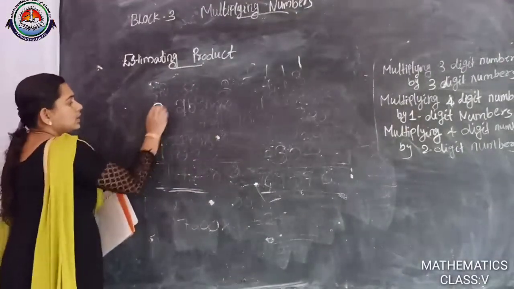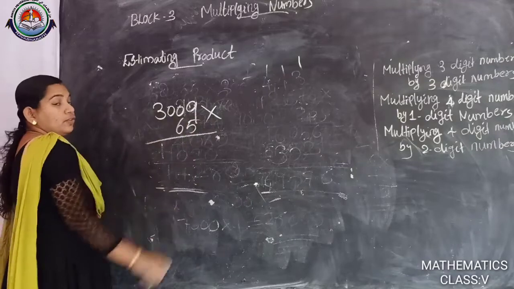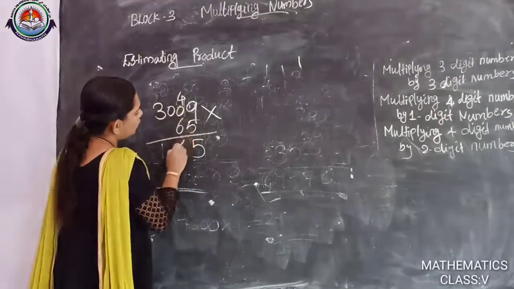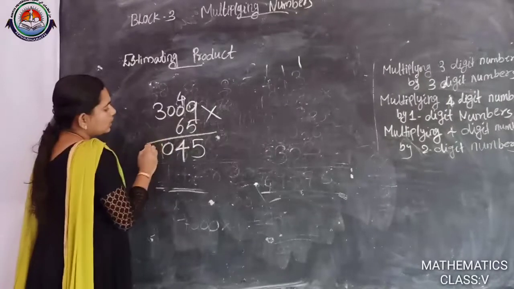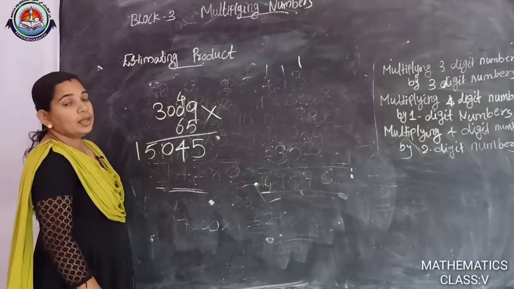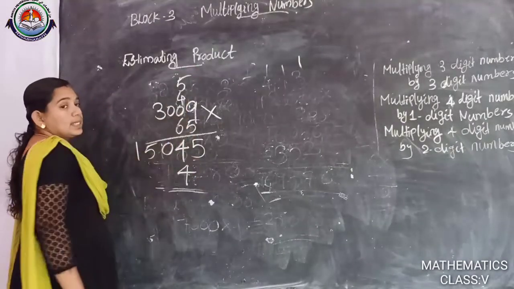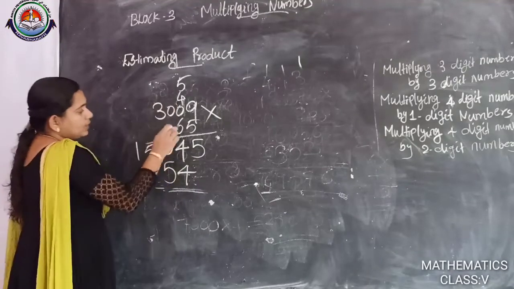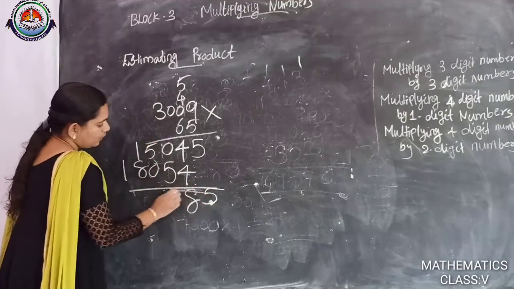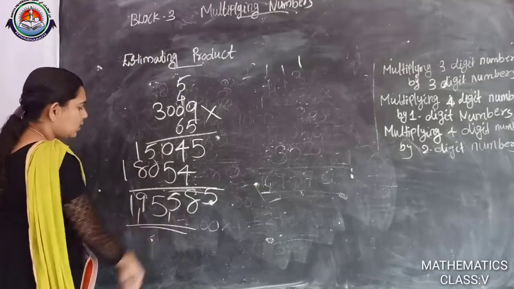Third question. 3009 into 65. 5 into 9, 45, 4 carry. 0 into 5, 0 plus 4, 4. 0 into 5, 0. 5 into 3, 15. 6 into 9, 54. 5 carry. 0 into 6, 0 plus 5, 5. 0 into 6, 0. 6 into 3, 18. So 5, 8, 5, 5, 9, 1. 1,95,585.